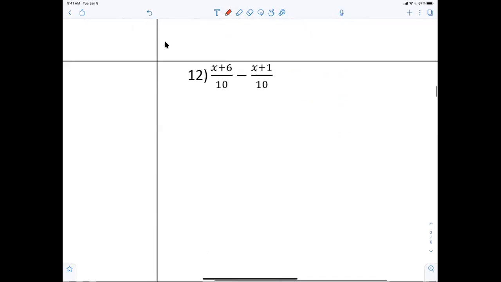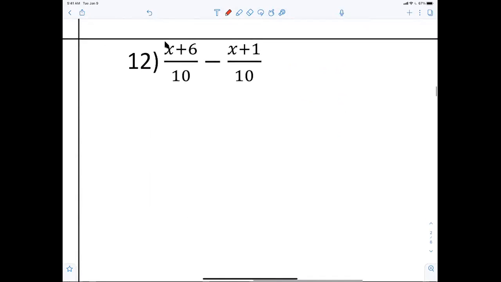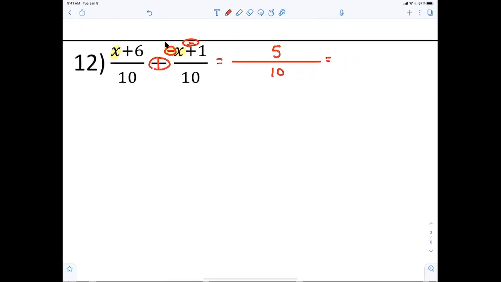All right, here we go. Number 12. All right, now again, what's nice about this is it already has a what? Common denominator. So we're going to throw down the 10, but this right here messes things up. So change that to a plus. The x becomes negative, and the 1 becomes what? Negative. So what happens to the x's? They cancel. Then you have 5 over 10. And then everybody just says, well, I know that's 1/2. Any issues? Anybody?